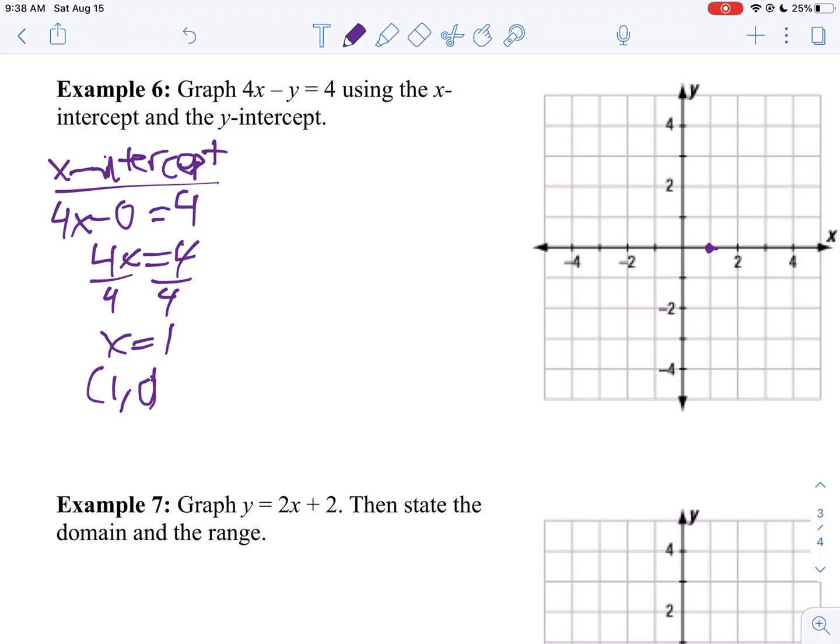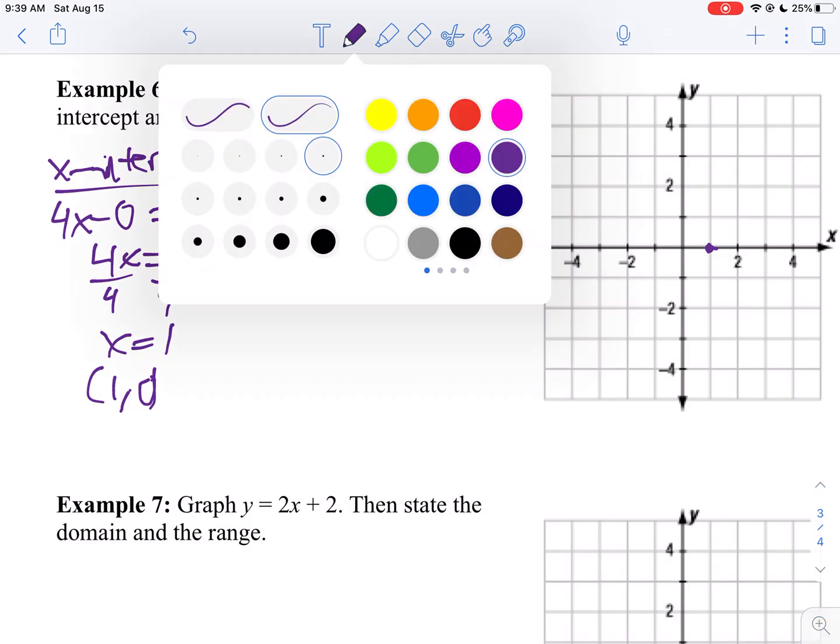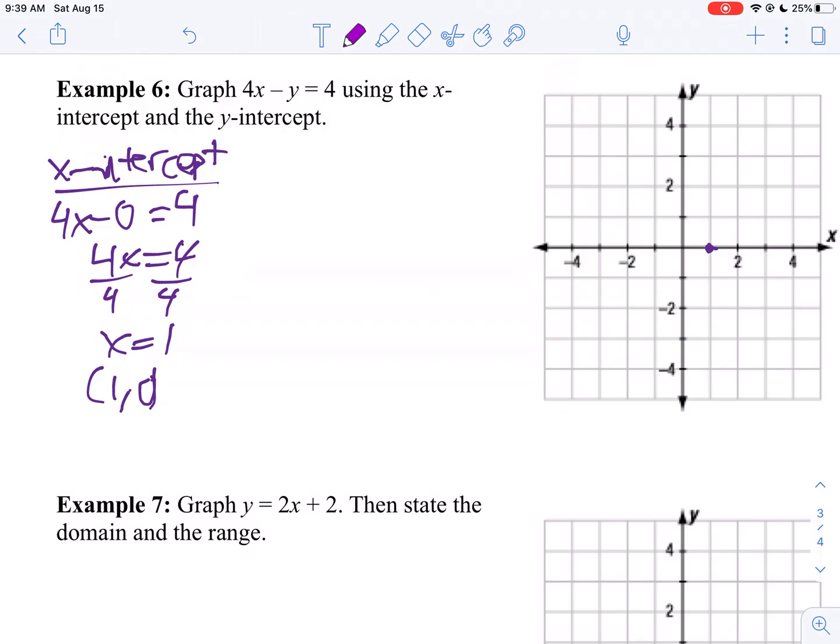You might notice, did I really need to write that first equation? Could I have just gone straight to the second equation? Sure, you can. I'm going to always do it by showing the substitution, but you can do it that way if you understand what's going on.